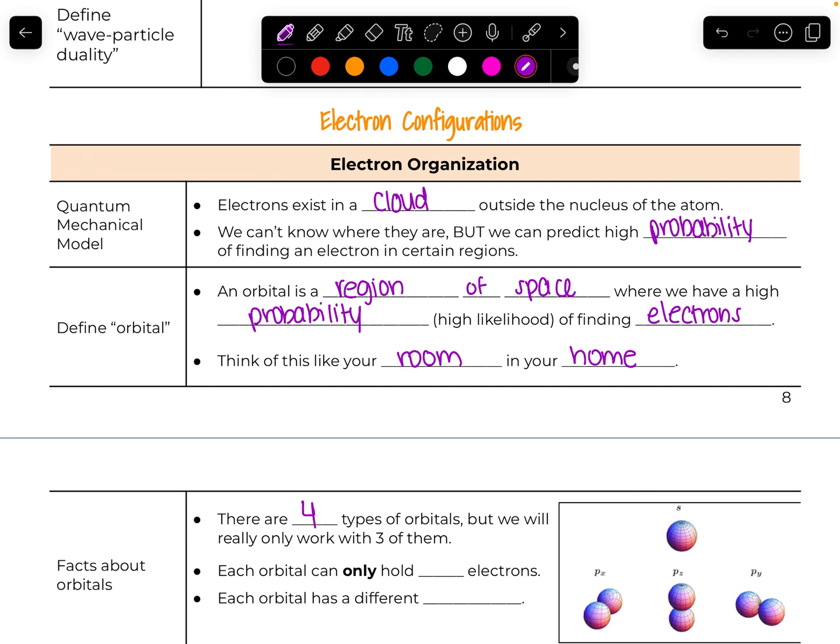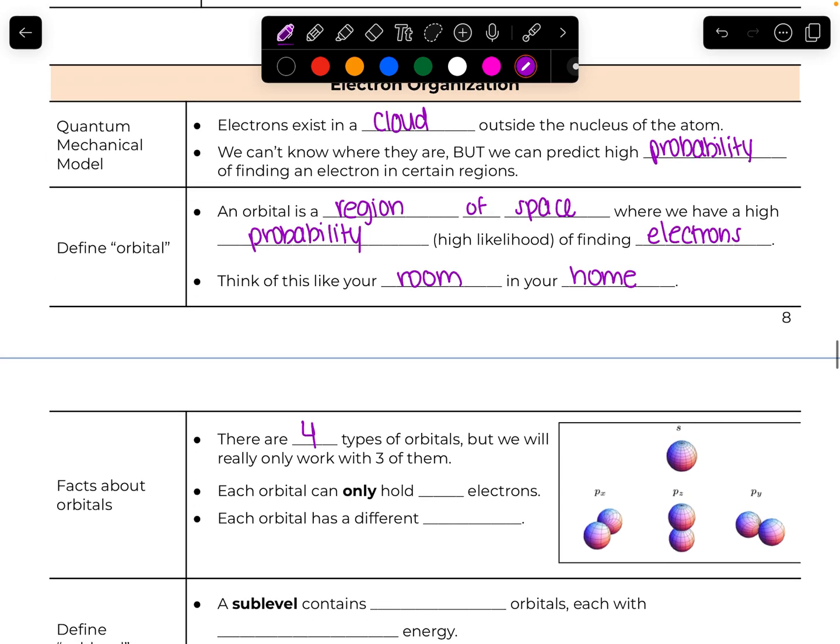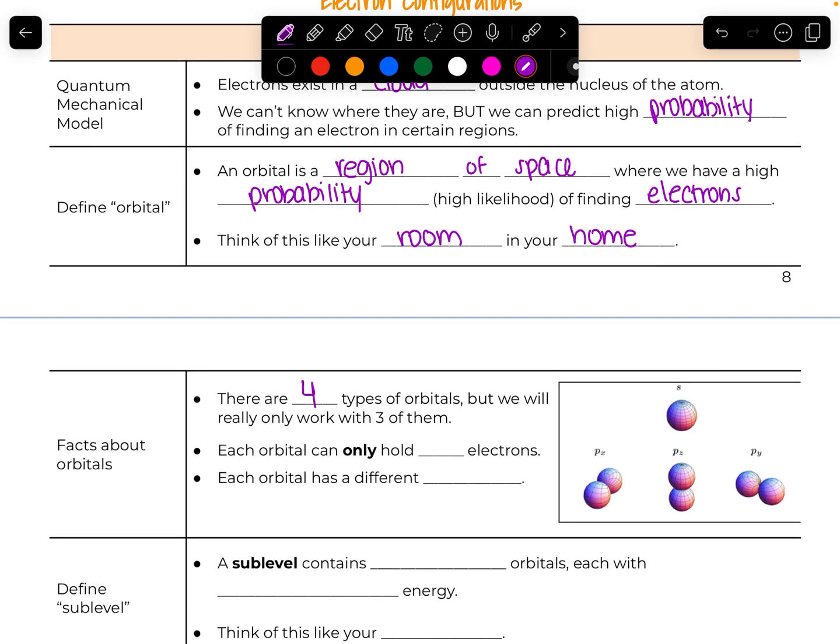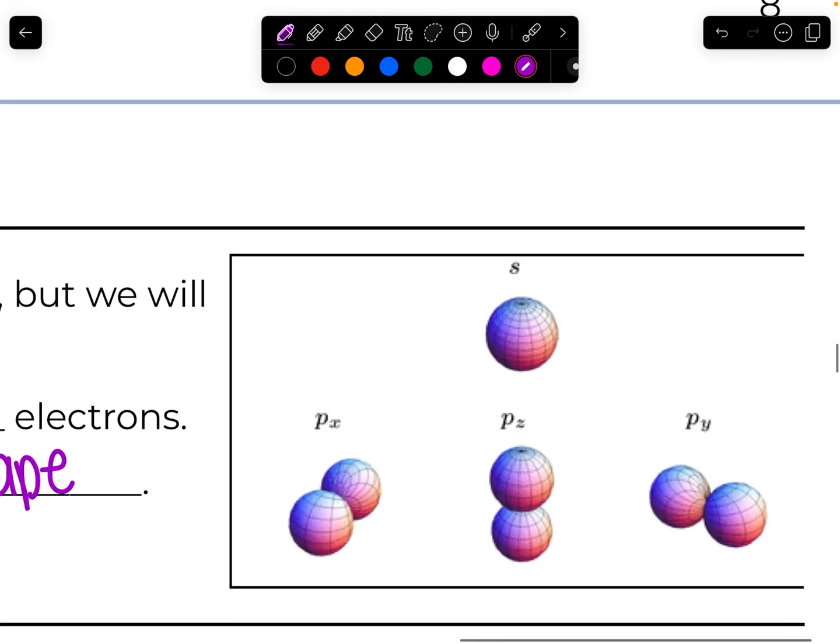So there's 4 different types of orbitals that you learned about. We're only going to really work with 3 of them. Orbitals are named after letters. Lowercase letters are what we use. We have s, p, d, and f. Each individual orbital itself can only hold 2 electrons. Each of the orbitals also has a different shape. So you can see a picture of the s and p orbitals here. Keep in mind this is a region of 3-dimensional physical space. So when you see the s, it's actually a spherical shape.